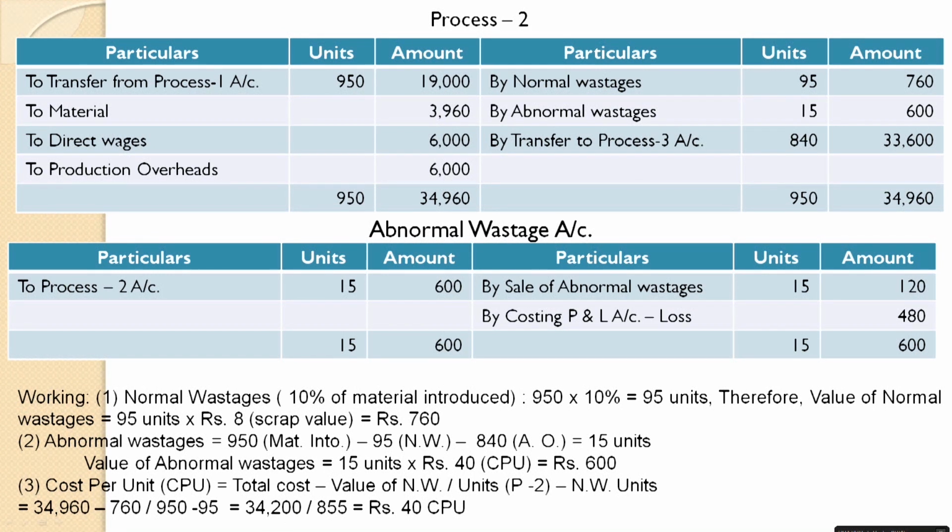What is the formula for calculation of CPU? As we already applied in the last process also, same way. See the working number 3, cost per unit, CPU. The formula for CPU is total cost minus value of normal wastages, divided by units introduced in the process 2 minus normal wastage units.